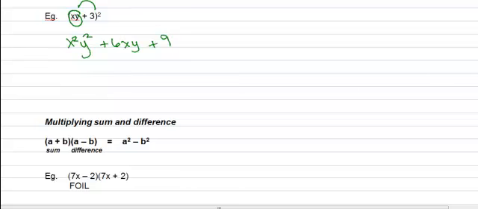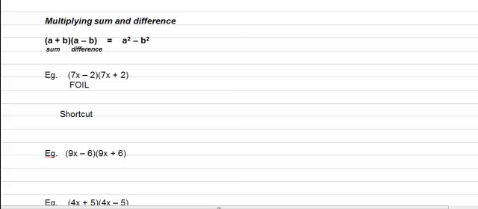Now the last one that we're going to talk about on this video is multiplying a sum and difference. And a sum and difference means it's exactly the same numbers in both positions, first and second position, but the sign is different. There's a plus in one and a minus in the other. So we can FOIL it, and I'm going to go ahead and do this first one with a FOIL.